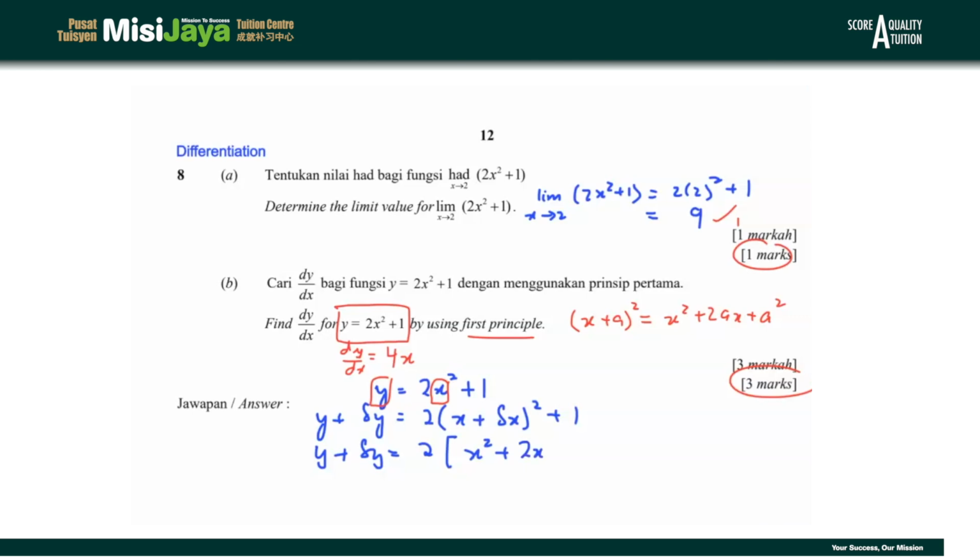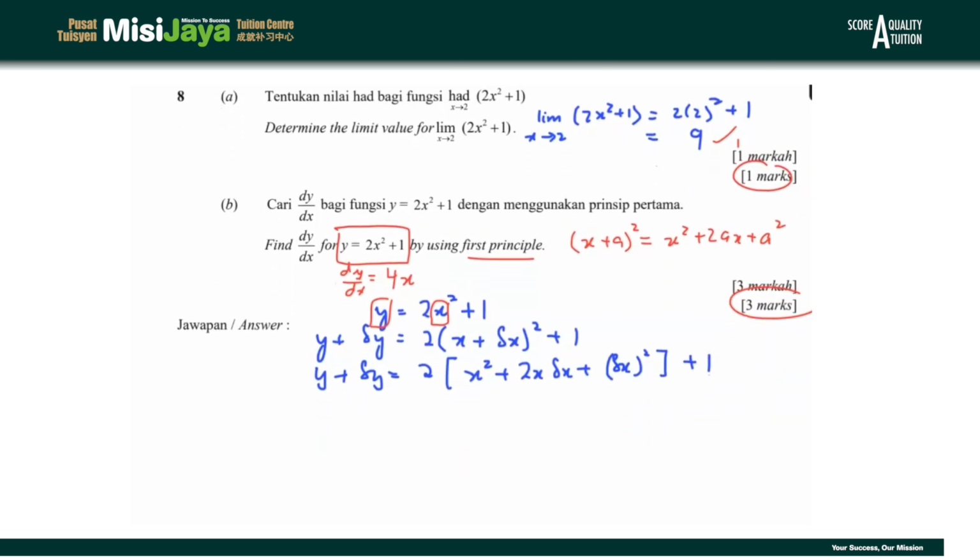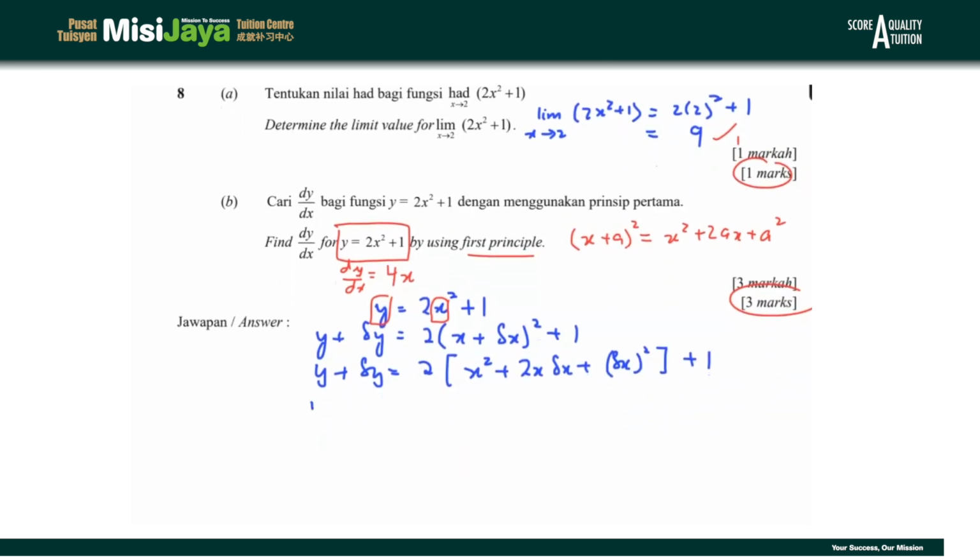So it will be 2x delta x, then plus delta x whole thing square. Then plus 1, don't forget. Plus 1. Now we're going to continue with this. So bring down this, and then this is y plus delta y. So we open up the square bracket.